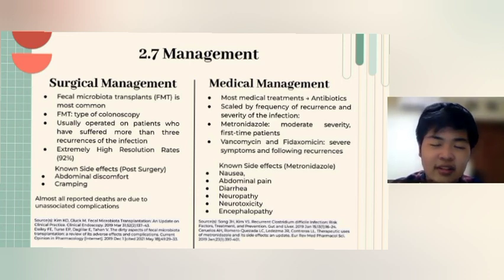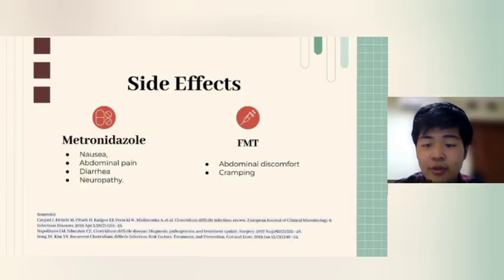So most medical treatments stem back to antibiotics, and these antibiotics, which are metronidazole, vancomycin, and fidaxomicin, are scaled by frequency of recurrence and severity of the infection. So metronidazole is used to treat patients who have experienced moderate severity and are usually treated on first-time patients, while vancomycin and fidaxomicin are used to treat patients with severe symptoms and usually with more than one recurrence. Some known side effects of these antibiotics, most prominently metronidazole, include nausea, abdominal pain, diarrhea, neuropathy, neurotoxicity, and encephalopathy.